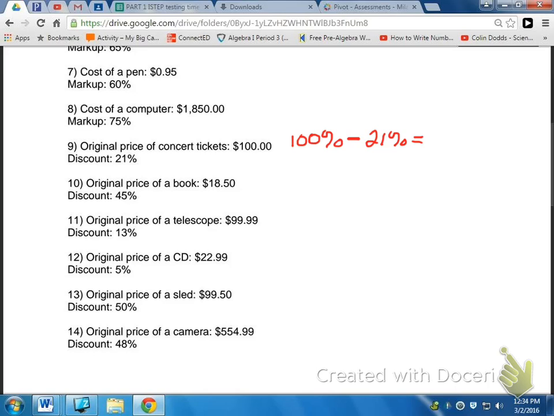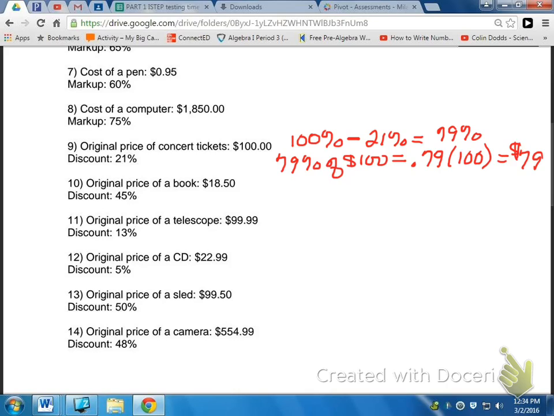So 100% minus 21%, anybody know what that is? Molly? 79%. So we're really going to pay 79% of the actual cost of the ticket. So what we're going to actually do is 79% of, or times, $100. So in our calculator, the 79%, how's that going to go in there? So 0.79 times 100, that's going to end up being $79 for the $100 tickets.